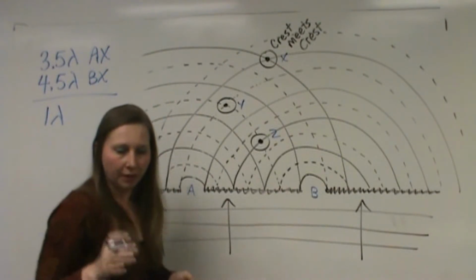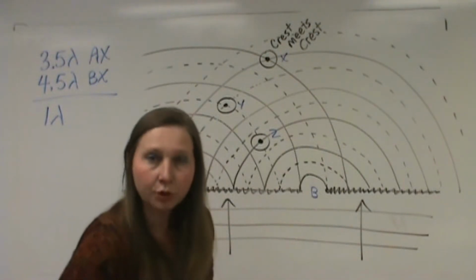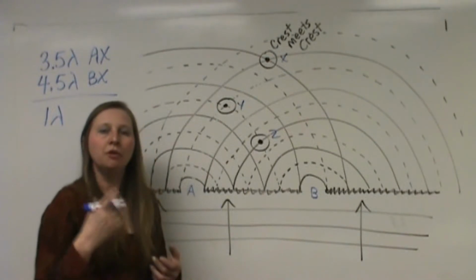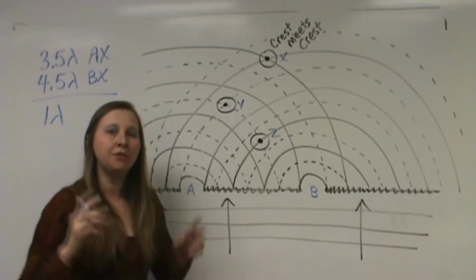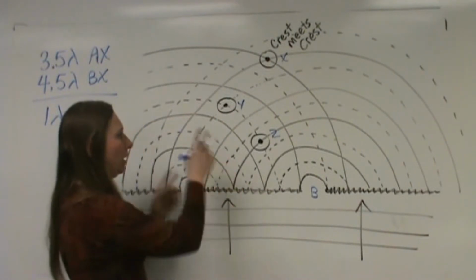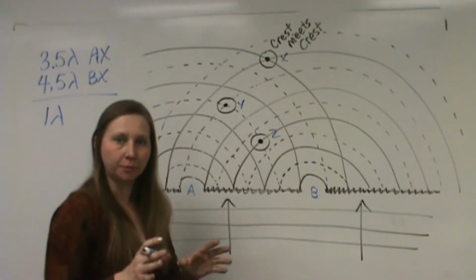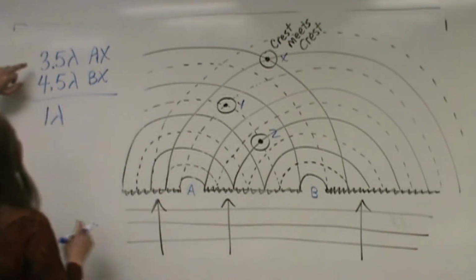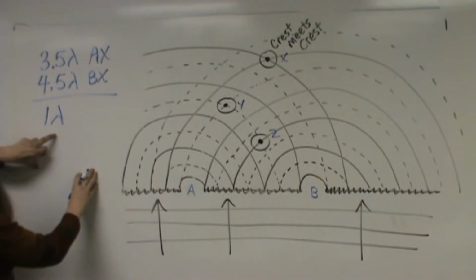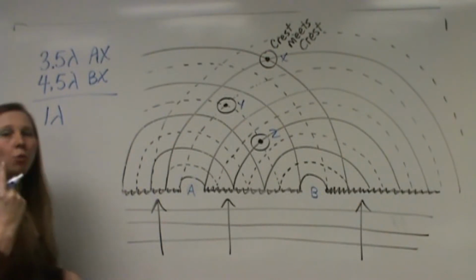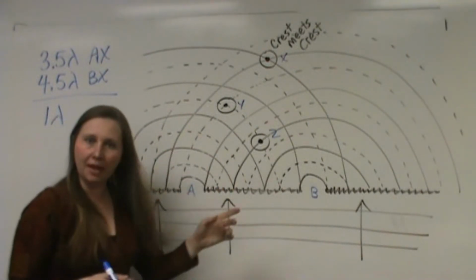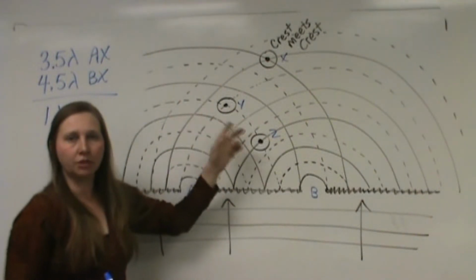Now, if you're not sure what I'm talking about, you should go to the section about when are waves in phase. You might want to go back and look at that video if what I'm saying right now doesn't make too much sense. All right, but what I'm saying is that the difference between AX and BX is 1 wavelength. So they are 1 wavelength apart. They are in phase. Since they are in phase, this is constructive interference.